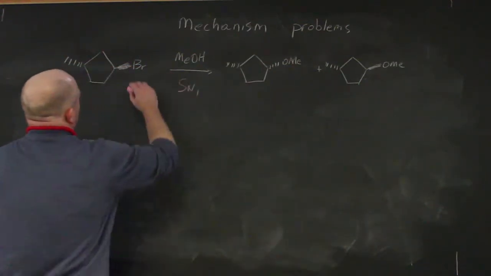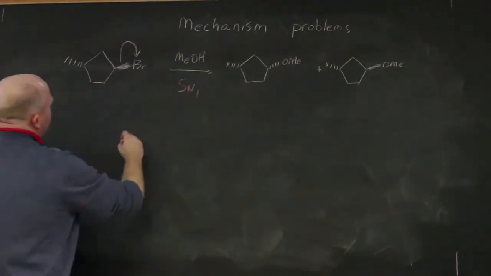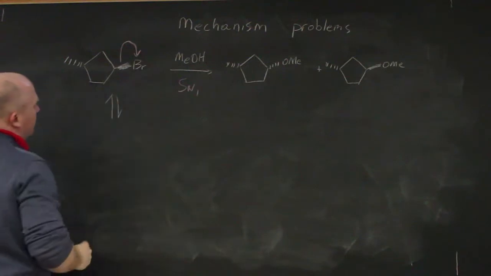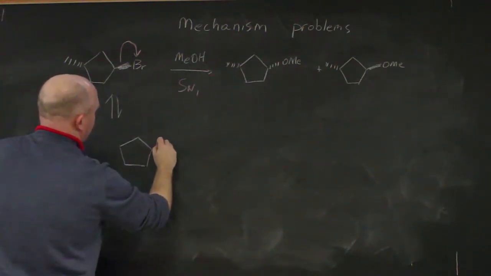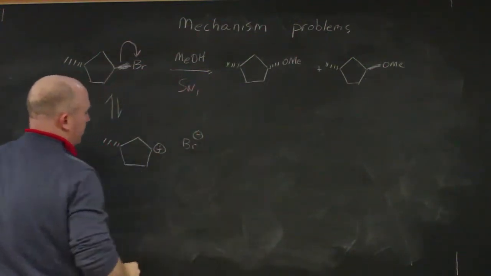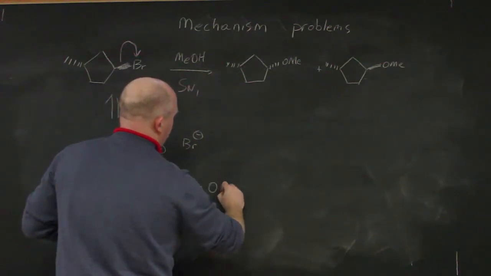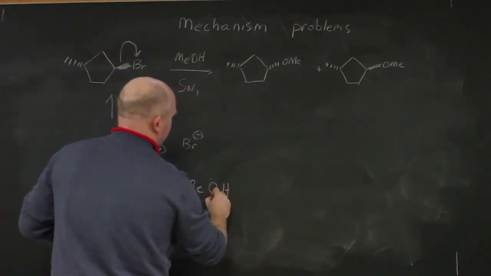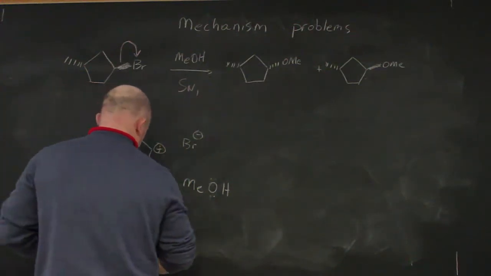So first, we will show the bromide taking its electrons with it and leaving. This is going to be an equilibrium step, and what it's going to do is form a cation, namely that one. It will also generate Br-, which will be floating around nearby. Now what? We also have some methanol floating around nearby, and methanol contains some electrons. If the Br- adds back in, we go back to where we came from. Therefore, we're going to do something different.